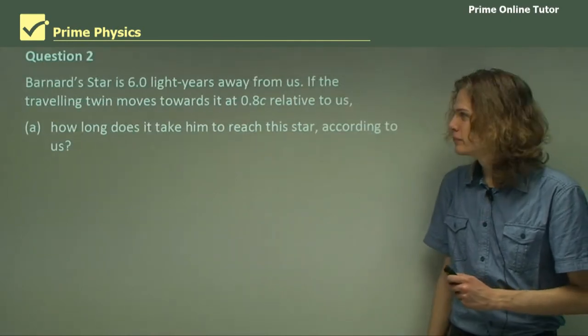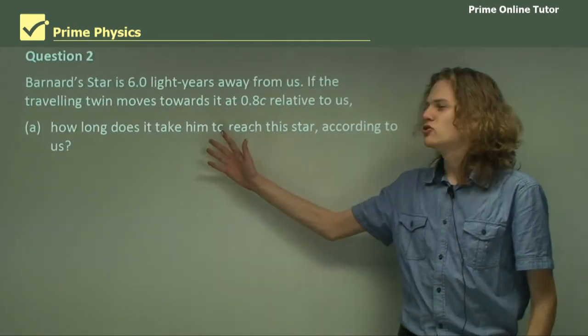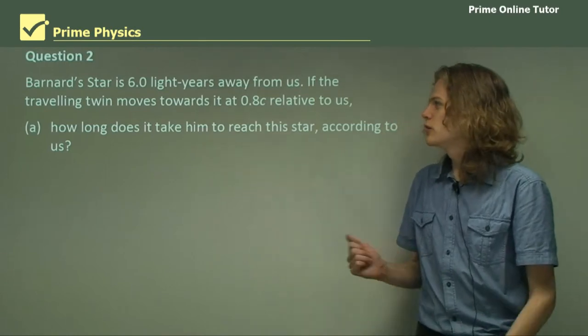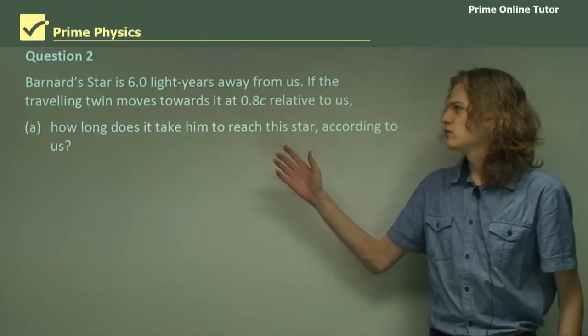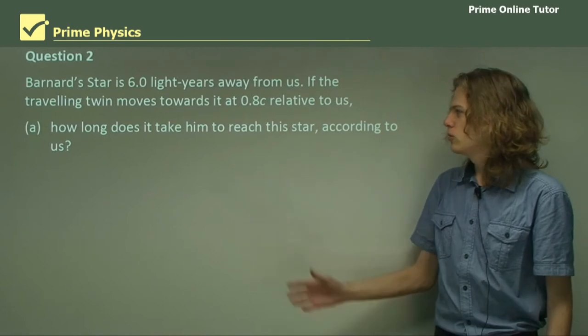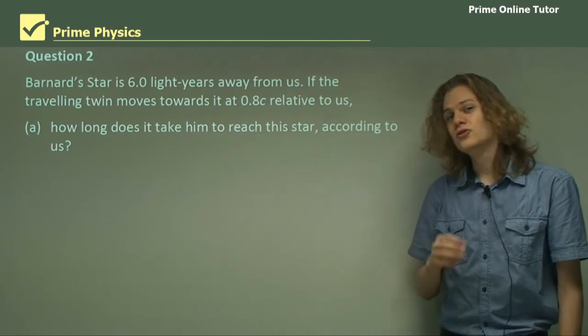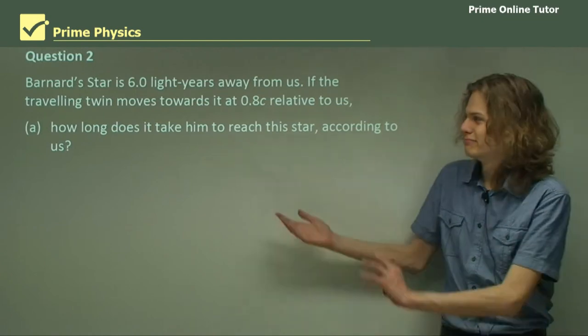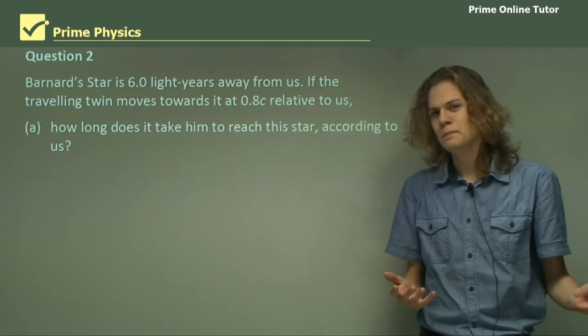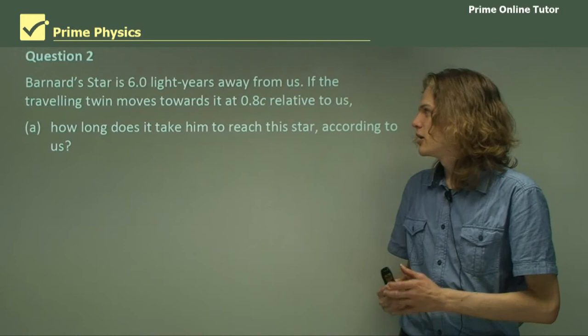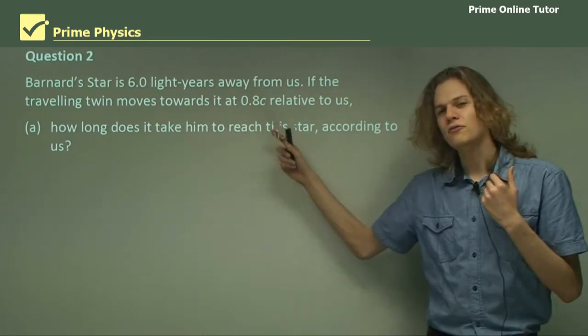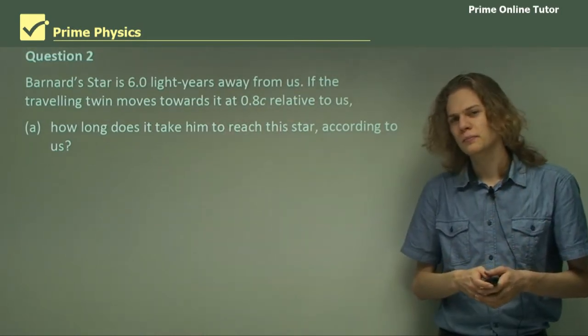Question 2. Barnard's star is 6 light years away from us. The travelling twin moves toward it at 80% of the speed of light. How long does it take them to reach the star, according to us? Now this is a fairly simple question because it's just distance over velocity, except we're given light years and a fraction of the speed of light to work with.